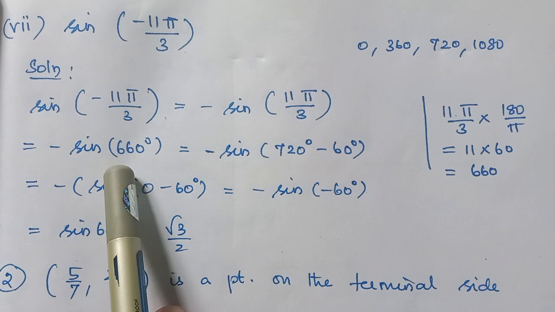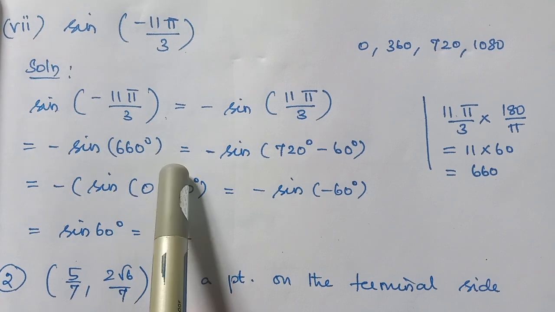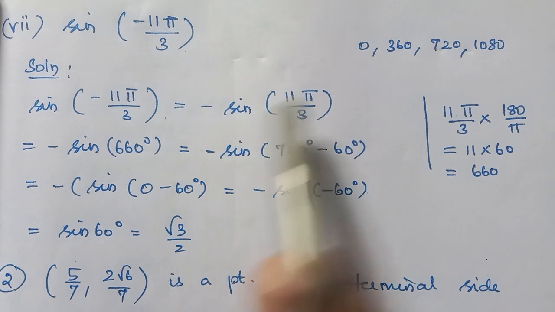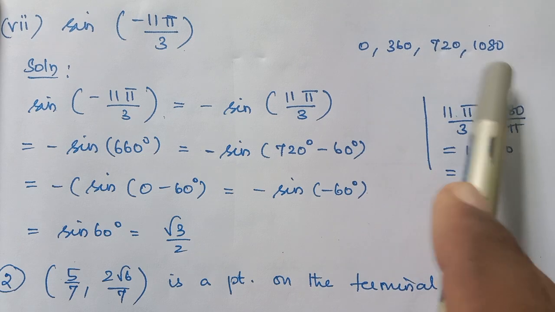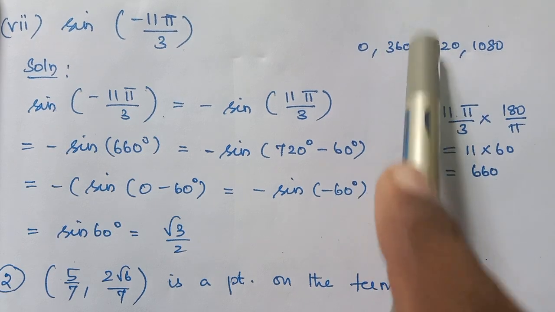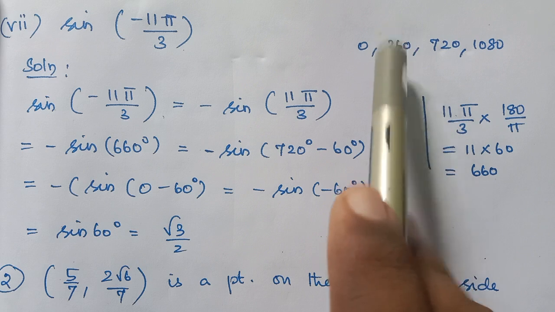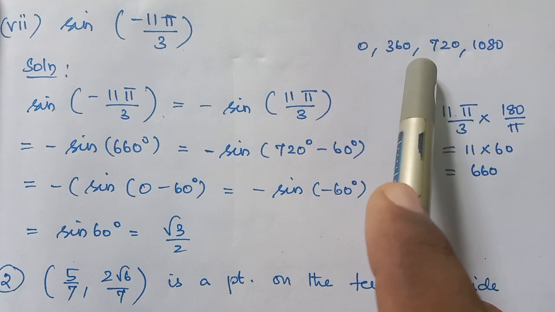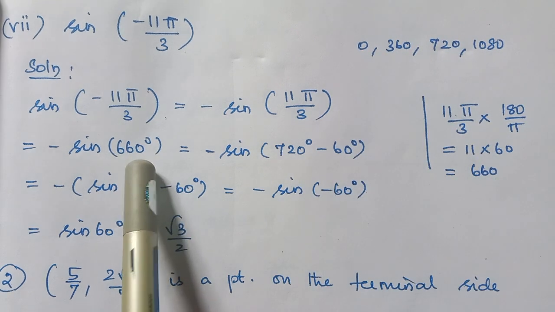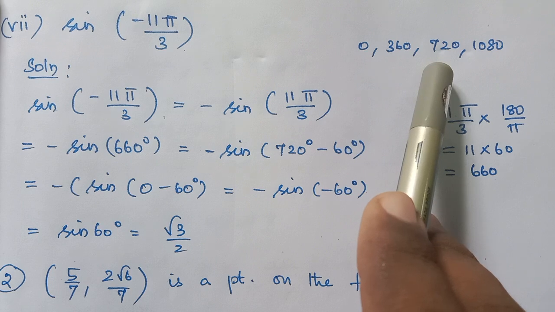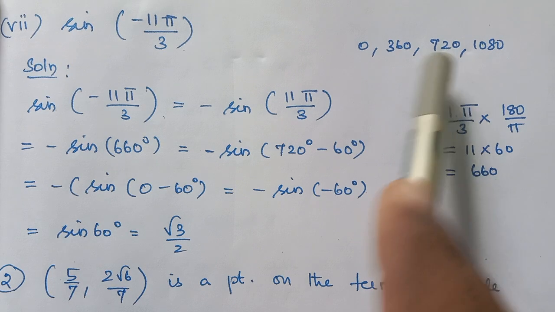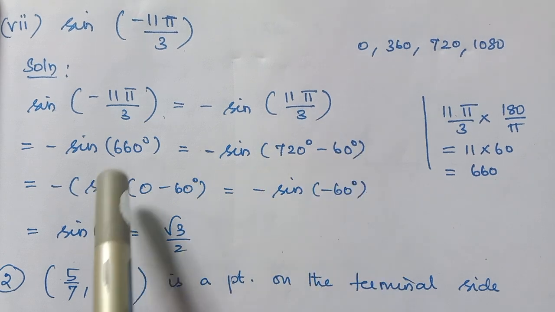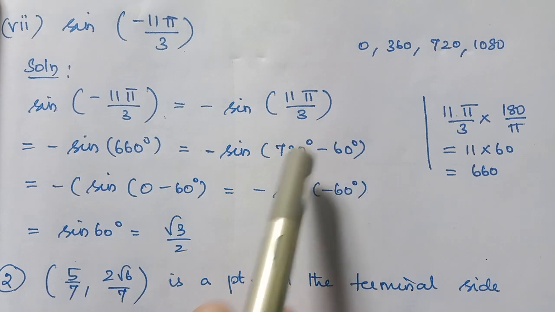Now 660 is between 360 and 720. Multiples: 0, 360, 720, 1080. So it is coming in between these. So you can either write it as 360 plus or 720 minus. It is nearby 720, so I take it as 720 minus. Even if you write it as 360 plus, you will get the value. So 720 minus 60 is 660, right? Okay.